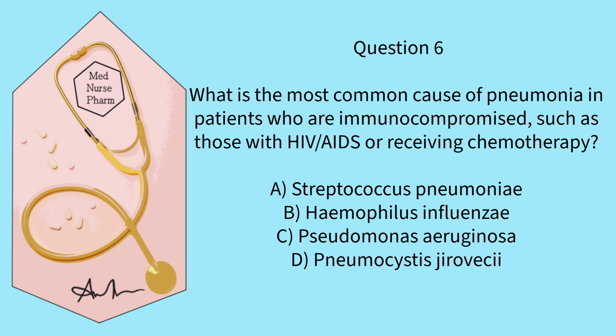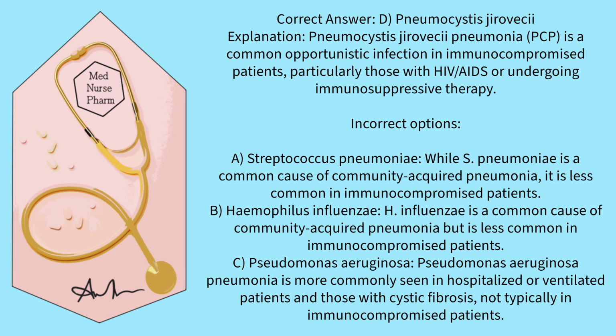Question 6. Which is the most common cause of pneumonia in patients who are immunocompromised, such as those with HIV/AIDS or receiving chemotherapy? Streptococcus pneumoniae, Haemophilus influenzae, Pseudomonas aeruginosa, Pneumocystis jirovecii. Pause the video and select your answer. If you chose option D, you are correct. Pneumocystis jirovecii pneumonia is a common opportunistic infection in immunocompromised patients, particularly those with HIV/AIDS or undergoing immunosuppressive therapy.